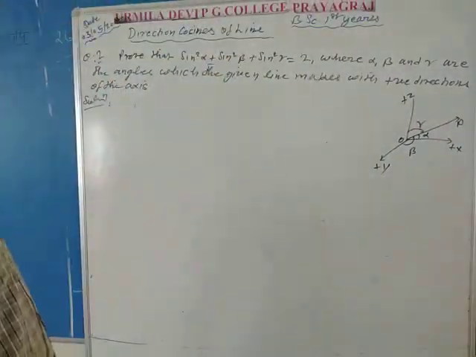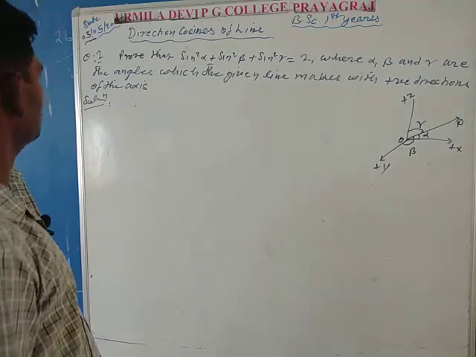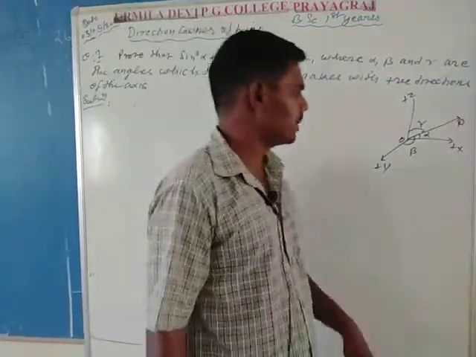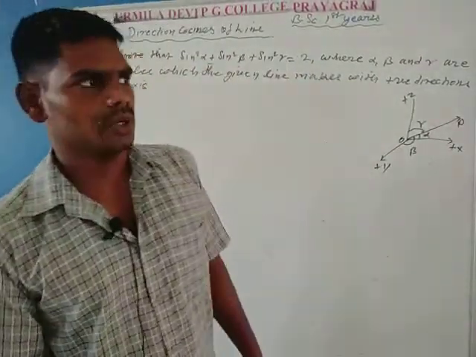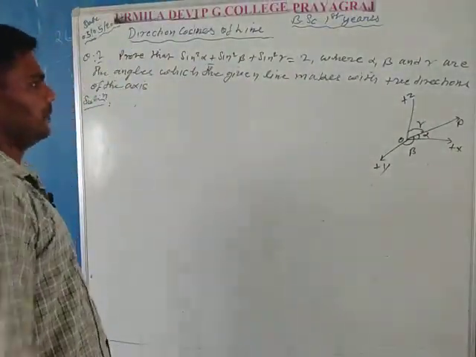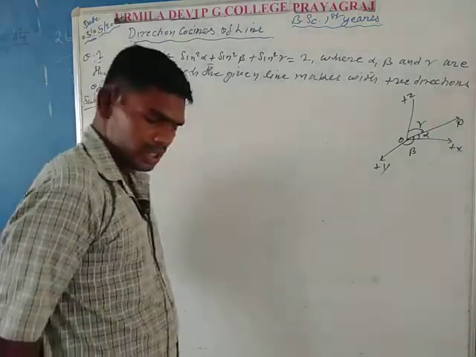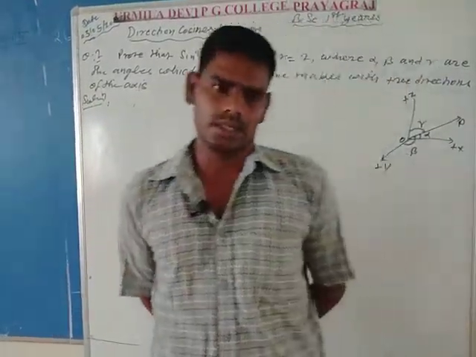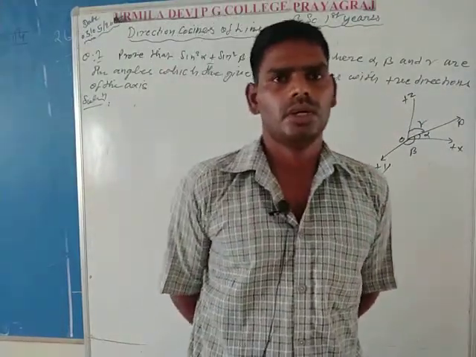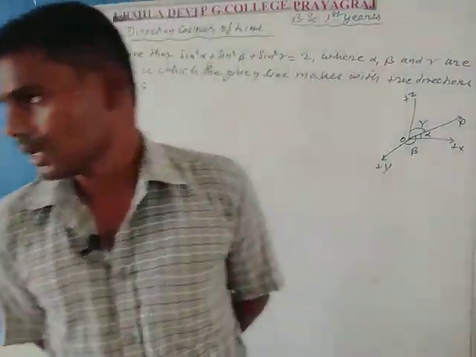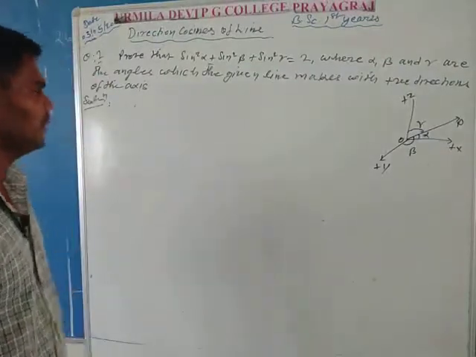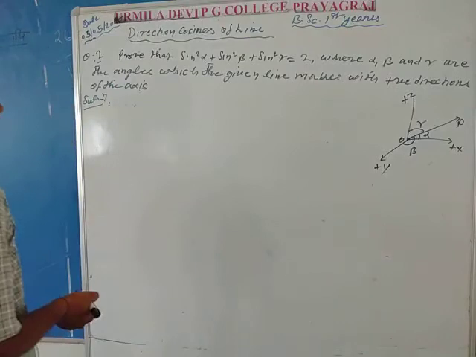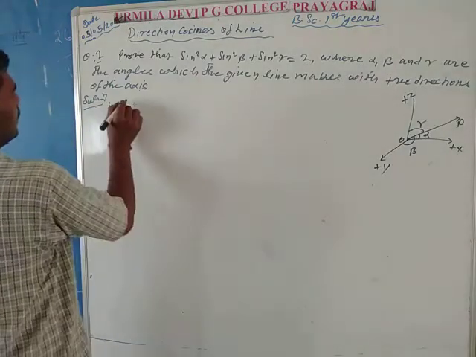Hence, by theory and from the previous article, it is clear that if any straight line makes angles alpha, beta, gamma with the positive directions of the axes, then these cos values are called direction cosines, which are denoted by small l, m, n. That means l is equal to cos alpha, m is equal to cos beta, and n is equal to cos gamma.